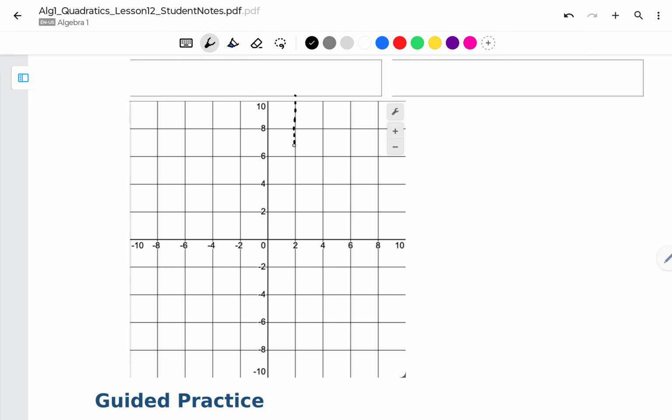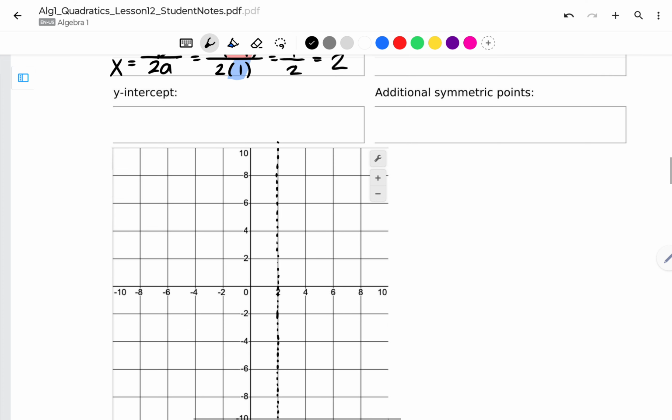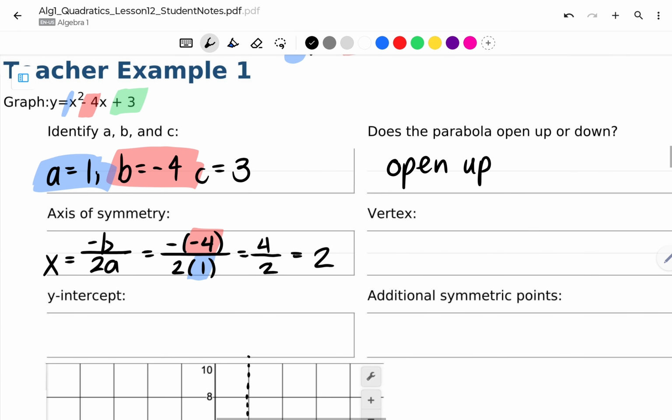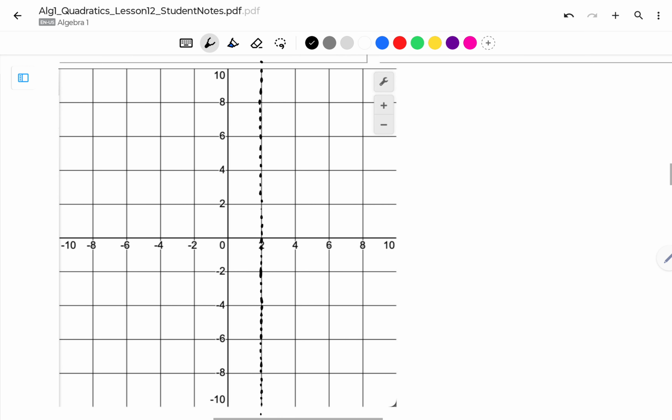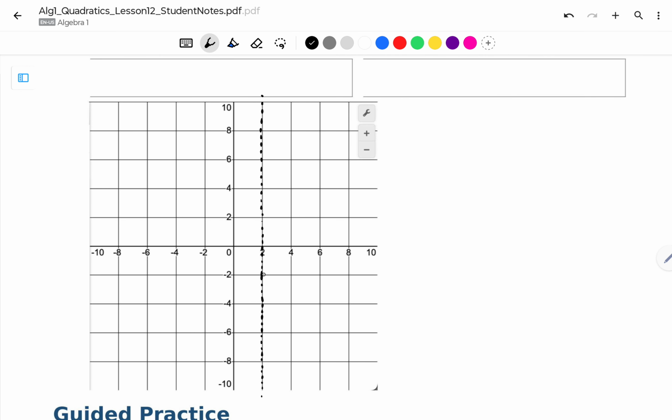When x is 2, I'm going to draw this dotted line where everything on one side needs to be exactly the same as the other side. Okay. So once you have the axis of symmetry, x equals 2, where's your vertex? Somewhere along this dotted line, our parabola is going to start.